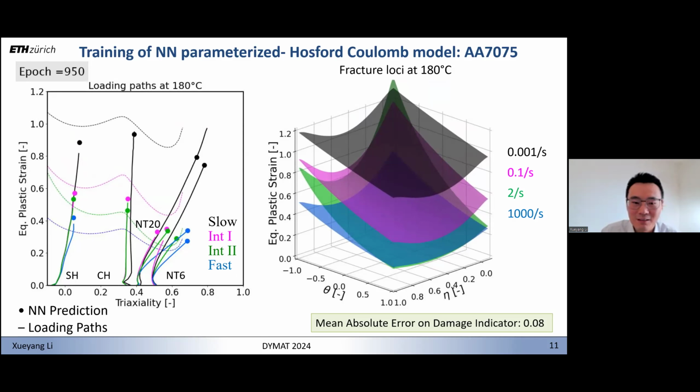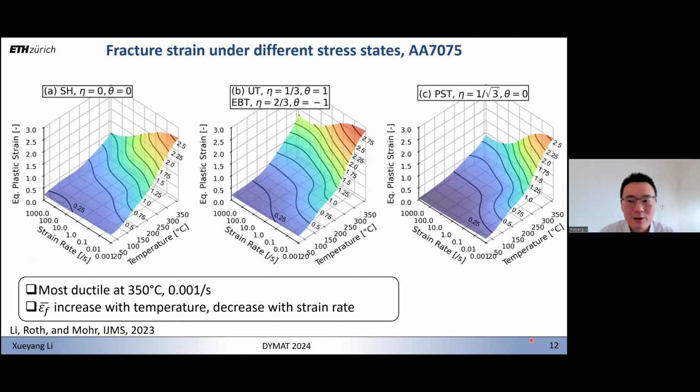And in the end, after a couple of epochs, we reach a mean absolute error on damage around 8%. And it is worth noting that here the damage is the damage indicator going from 0 to 1, with 1 being fracture. And now that we have trained our fracture model, it is possible to actually visualize the fracture strain for different stress states. For instance, here I plot the fracture strain as a function of strain rate and temperature for shear stress state, uniaxial tension, equal biaxial tension, and plane strain tension stress state. And due to the analytical formulation of the Hosford-Coulomb fracture model, uniaxial tension and equal biaxial tension have the same fracture strain.